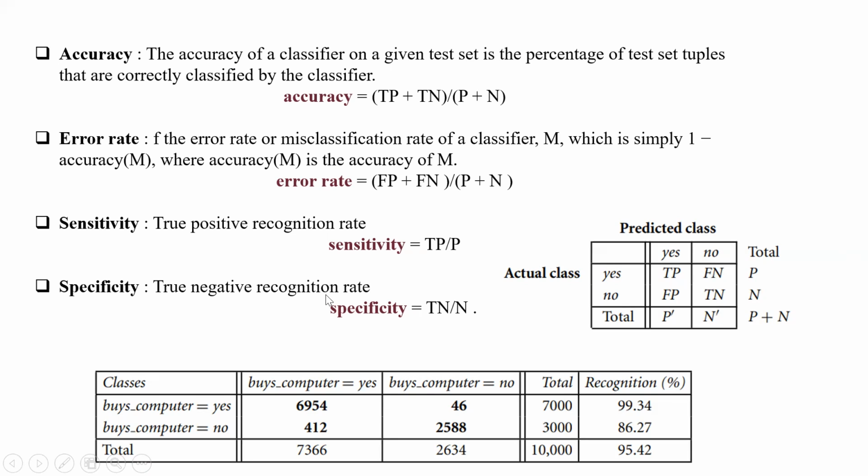Specificity, the true negative recognition rate. Here we are recognizing the true negative values. Specificity is equal to TN, the true negatives, divided by N. N will be FP plus TN.